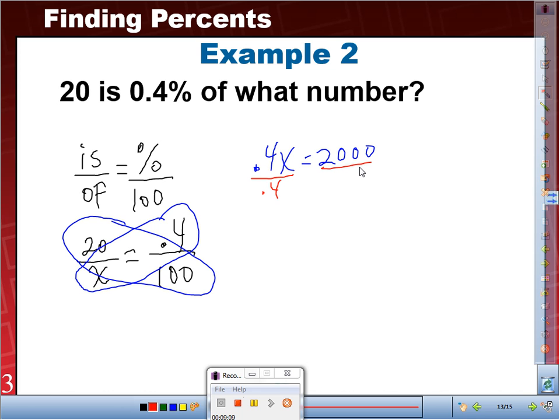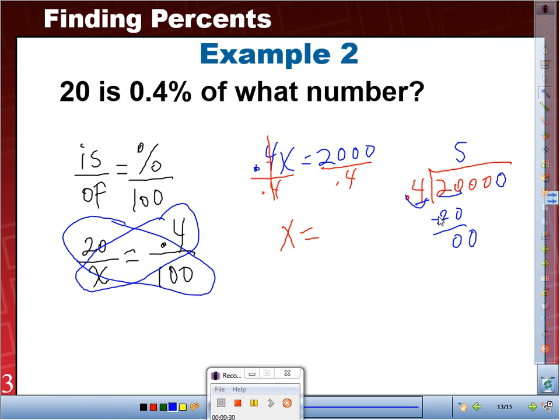Divide by 0.4, divide by 0.4. We're left with x equals, let's see, 2,000 divided by 0.4. How do we get rid of that decimal? Move it over once. That means I need to add a 0. So let's see. 4 fits into 20 5 times. Bring down the 0. Does it fit into 0? No. Another 0 and another 0. So the answer is x equals 5,000.